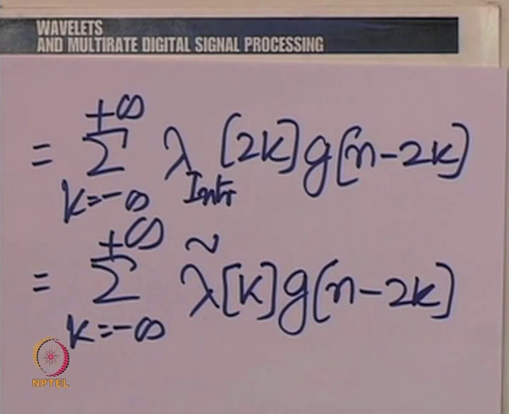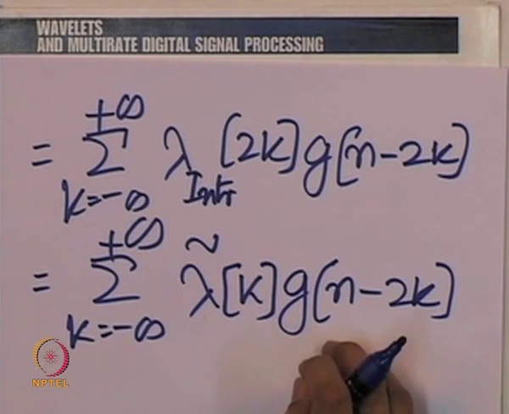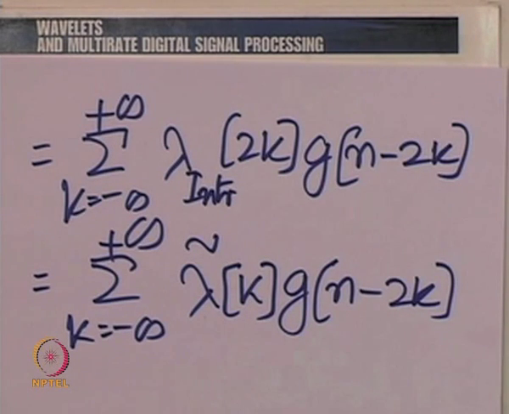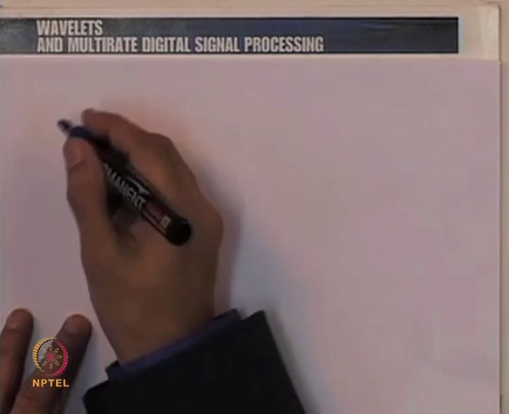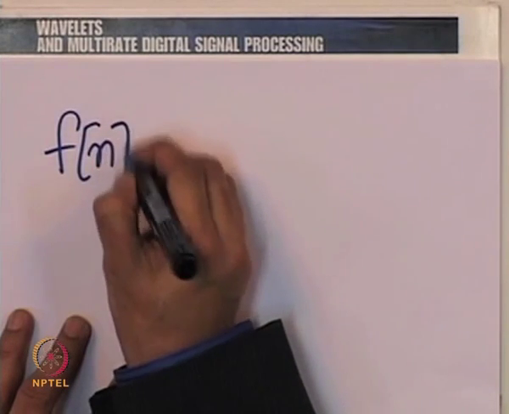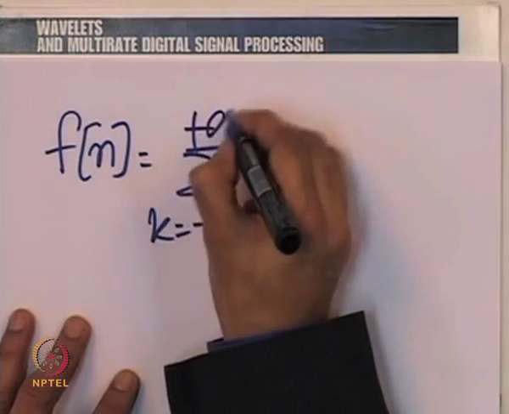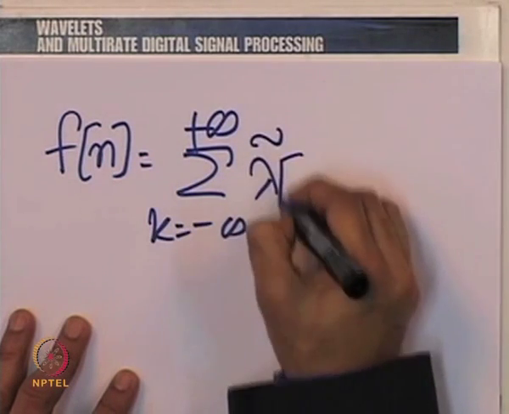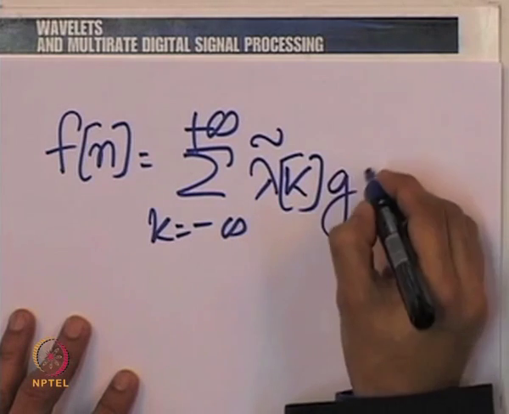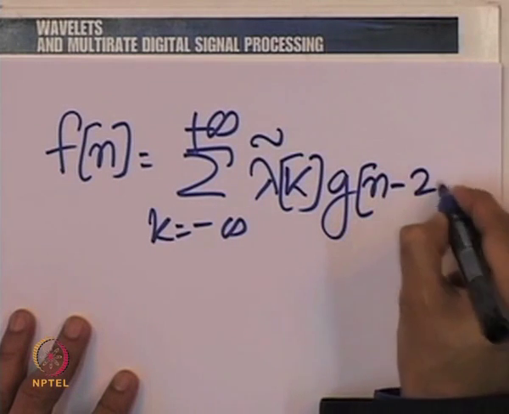An interesting conclusion. And this is f[n] for you. So, we will just get our bearings once again. What we have concluded is that f[n] has this form. f[n] is summation over all integer k lambda tilde[k] g[n minus 2k].